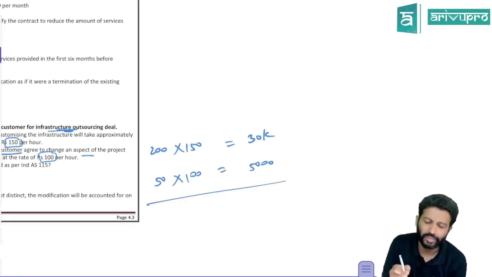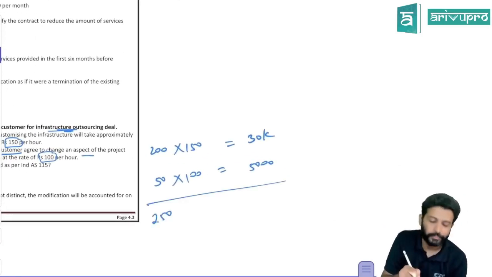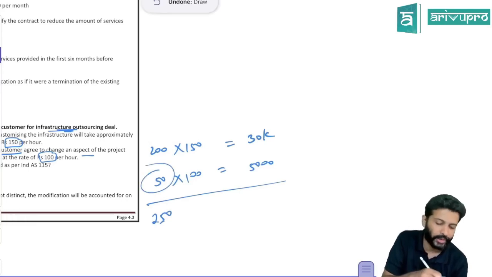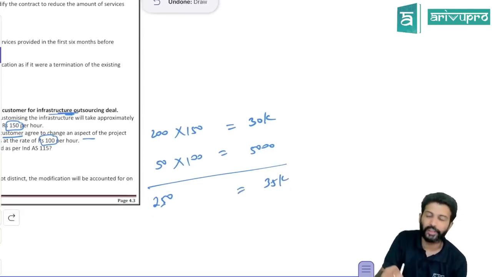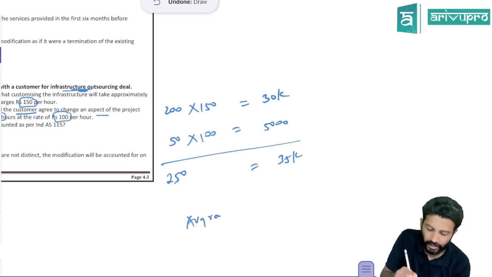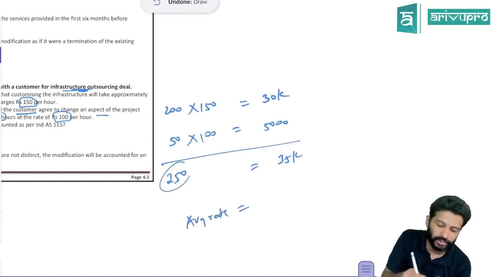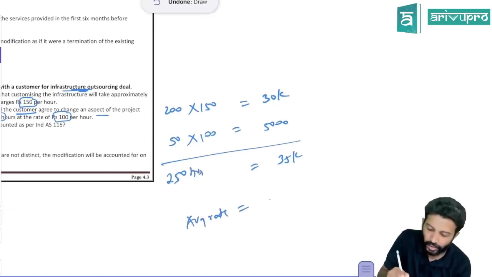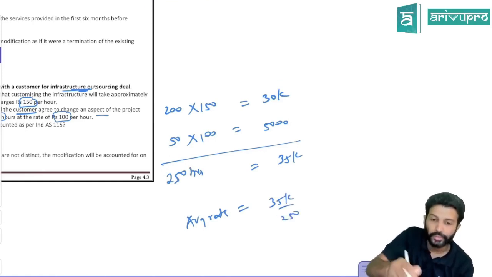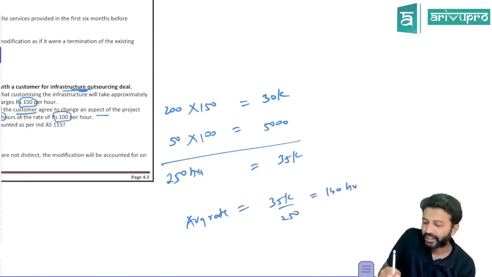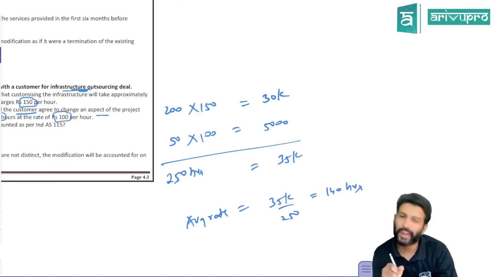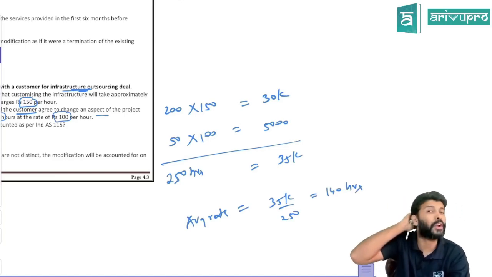How cumulative catch-up basis works is, totally how many hours? 200 hours initially, 50 hours now extra. So totally 250 hours. What is the total revenue? 30,000 here, 5,000 here, 35,000. That means what is the average rate, sir? You're totally getting 35,000 rupees for 250 hours. 35,000 divided by 250, which is 140 per hour. Meaning the revenue now you have to book it at 140 rupees per hour.